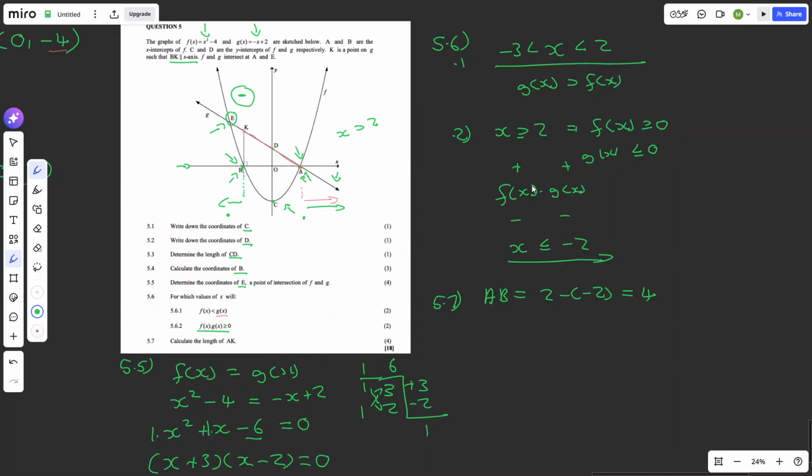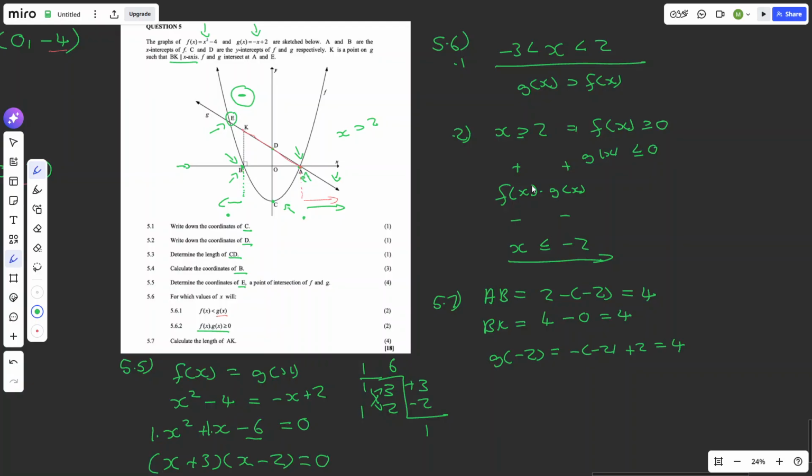Next, we want to find the length BK. For BK, let's see. The coordinate of K, we can find it. We know that at that point B, x is minus 2. So let's substitute that minus 2 into our straight line. So minus 2 plus 2. So this is equal to 4. So now we have 4. That's the y coordinate at K, minus 0, because at B, y is 0. So that is also equal to 4.